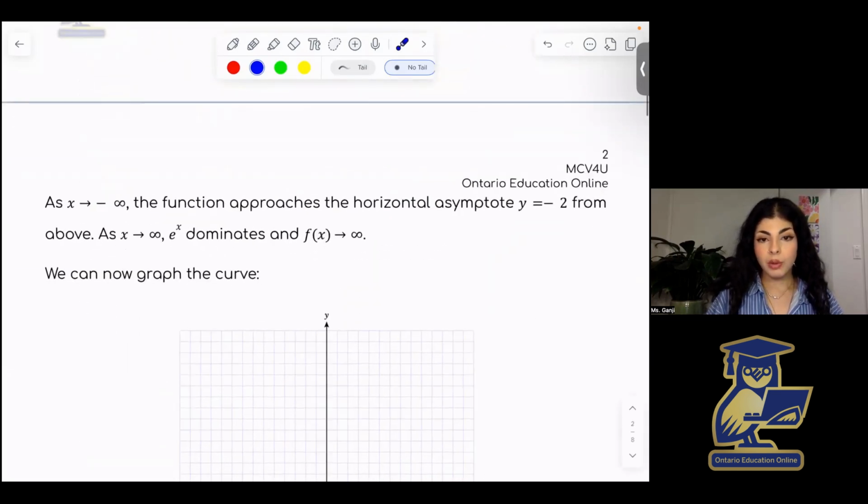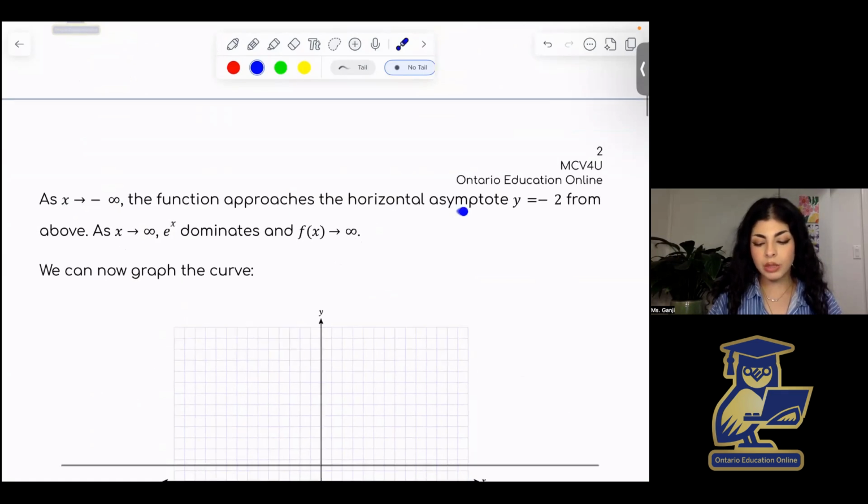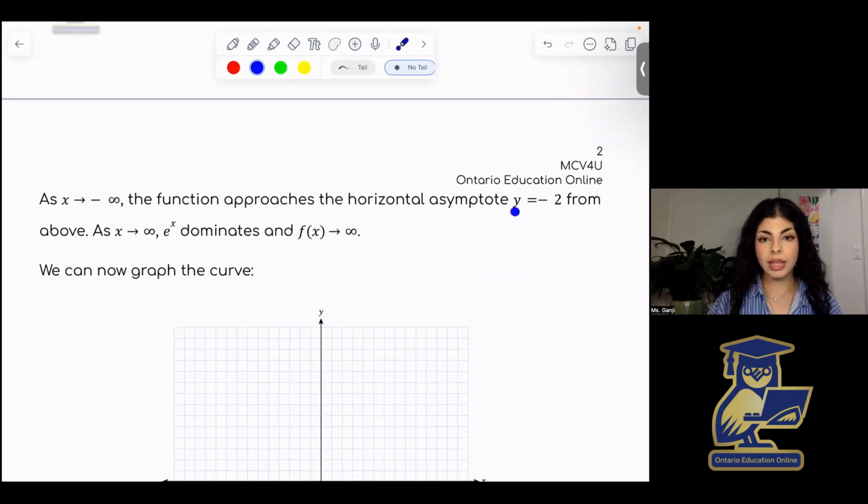So we already know we have a horizontal asymptote. As x is approaching negative infinity, we are approaching that horizontal asymptote, and this is y equals negative 2. And if you just test any value large enough, you will see that the output is greater than negative 2, so we are approaching it from above.